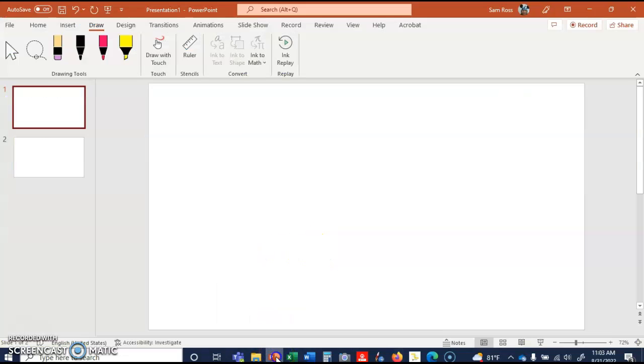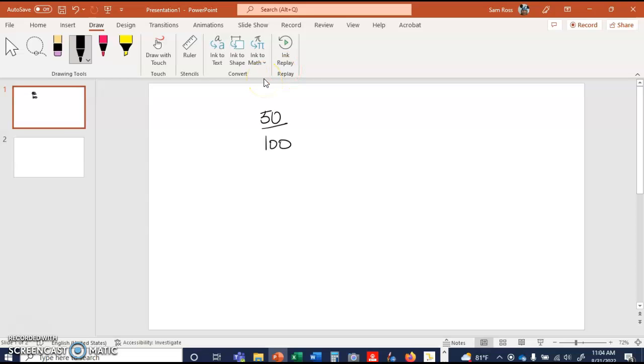So this fraction is 50 over 100. If I were going to reduce 50 over 100, I'm going to figure out something that goes into both of these. I know maybe 10 would go, so let's try to divide by 10. We want the lowest reduced fraction we can get. So 50 divided by 10 is 5, and 100 divided by 10 is 10.